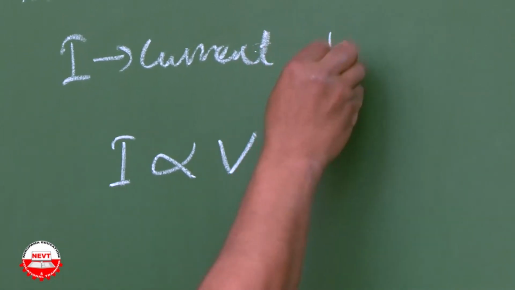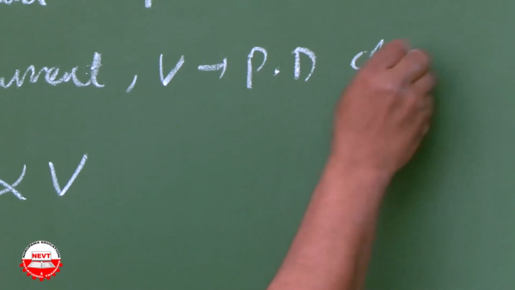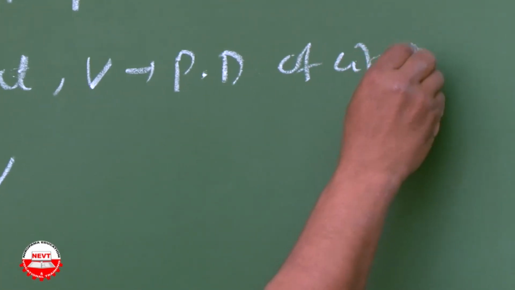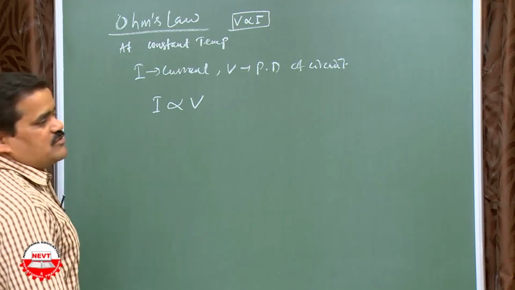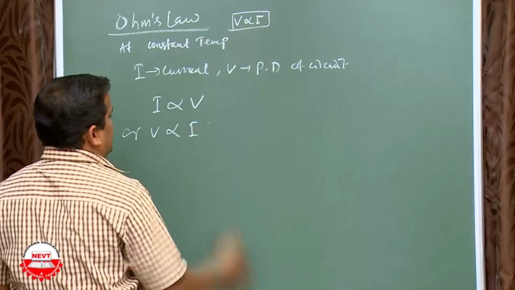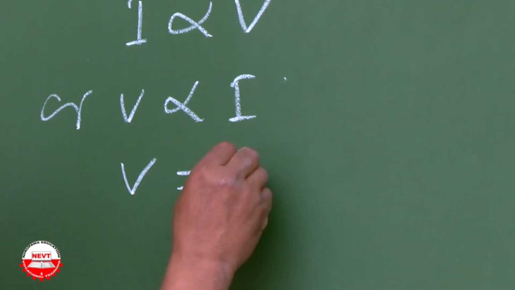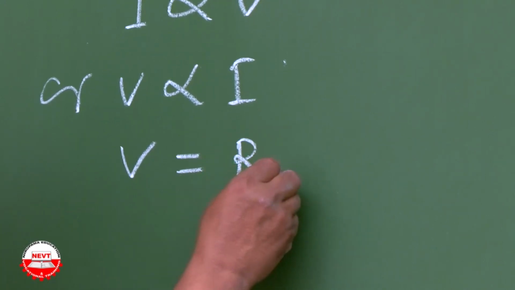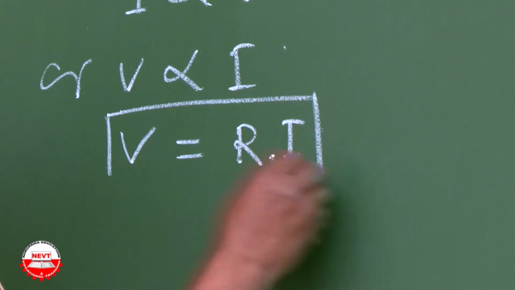Write the law. If I is the current of the circuit and V is the potential difference of the circuit, then according to the law, I is proportional to V, or V is proportional to I. Then V is equal to some constant R into I, or V is equal to IR.